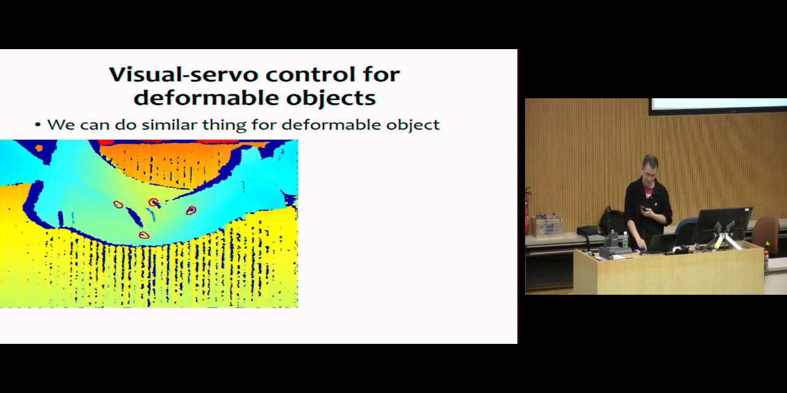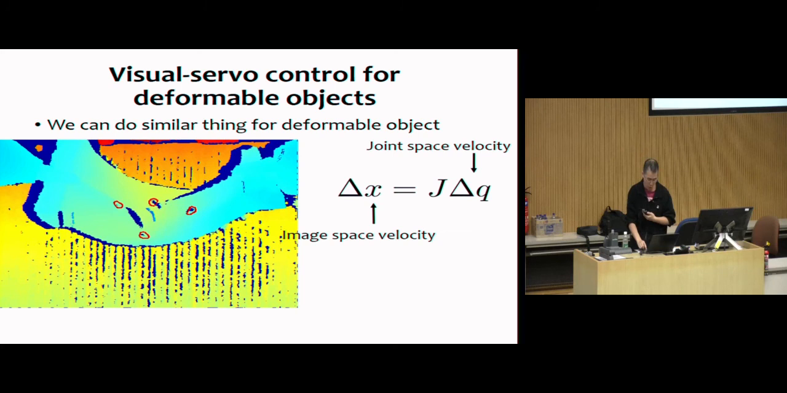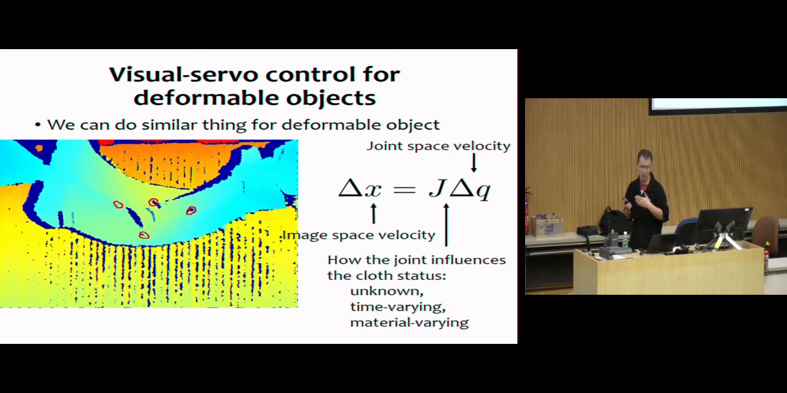The reason is that the Jacobian is related with the cloth dynamics. Okay, so basically, when you move the gripper a bit, how will the cloth point move? It is related with the cloth dynamics, and so this is unknown. Okay, the Jacobian is unknown. And you cannot compute that analytically, and it will change over time, so it is much more complicated, and it also will change when your material changes, so it is also more complicated.